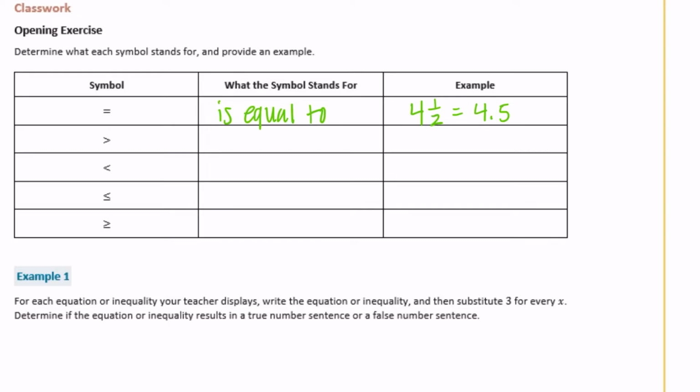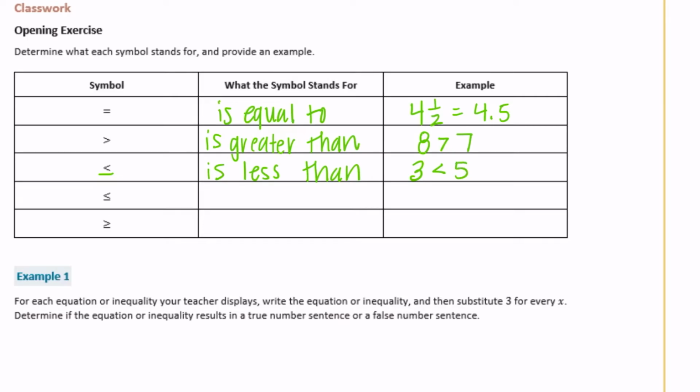Our next one is a greater than symbol. So that means if it was in between two numbers, we would say is greater than. So for example, I might say 8 is greater than 7. You could say 10 is greater than 4, as long as the number on the left is greater than the number on the right. So then the other way around, the next symbol is less than. So maybe 3 is less than 5.